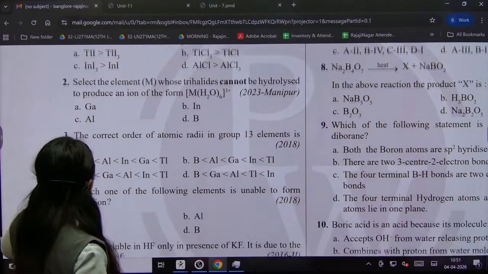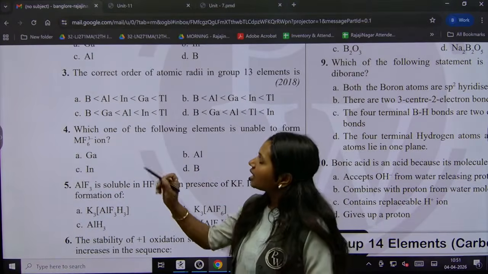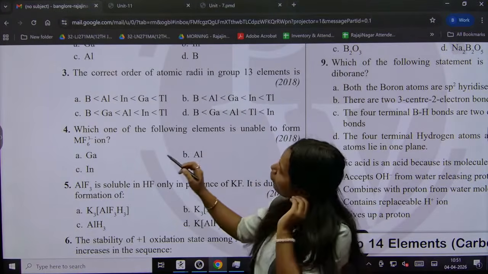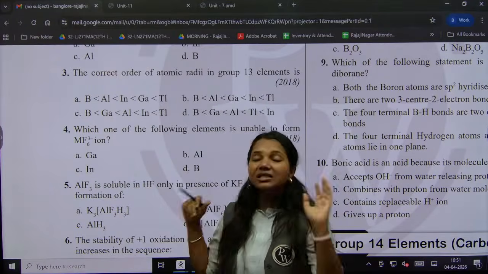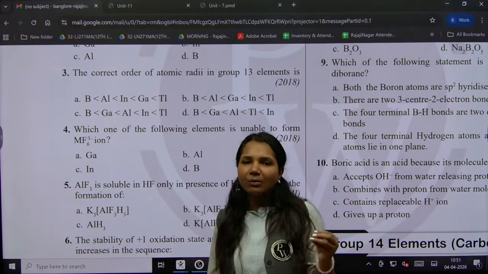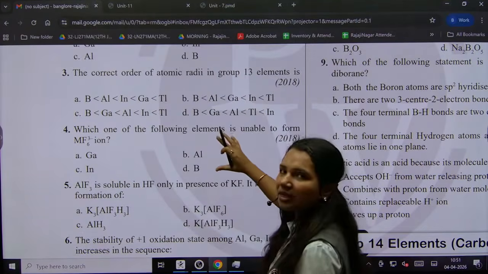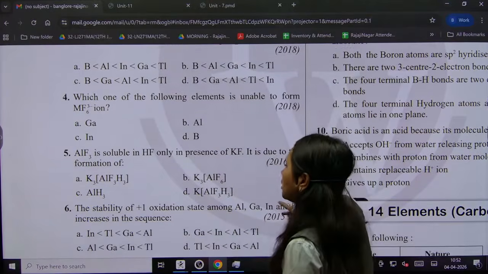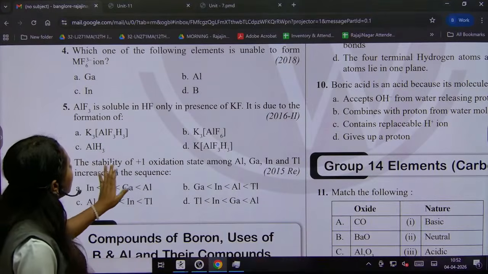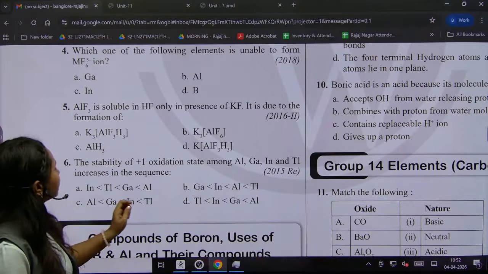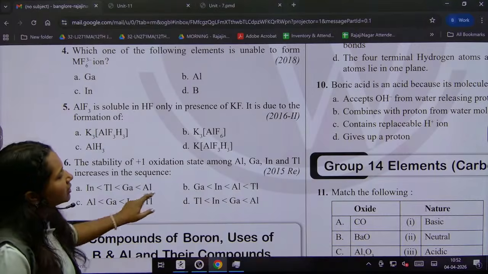Now again, I have told you they will ask directly from the NCERT: which one of the following elements is unable to form MF6 3-? Answer is boron. Boron cannot expand its covalency beyond 4. This is the correct answer, direct from the NCERT in-text question. Now again, in 2015, the same inert pair effect, the stability of +1. The +1 stability is highest for thallium, then indium, gallium, aluminium. So the correct answer is C.